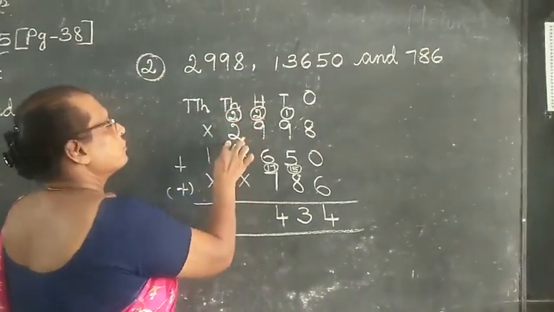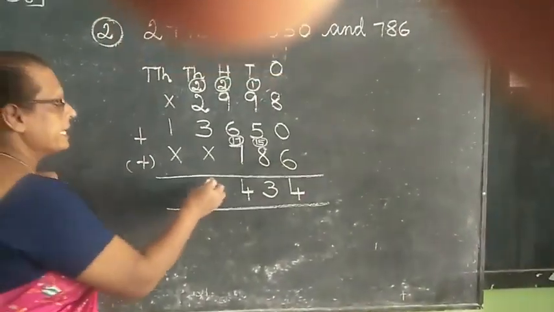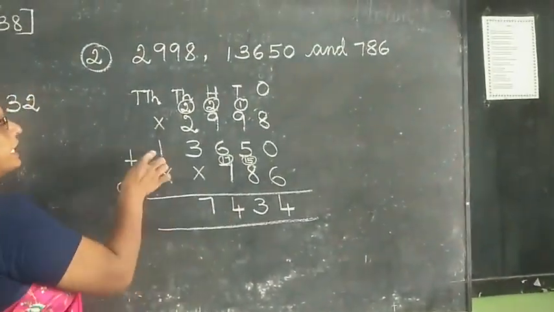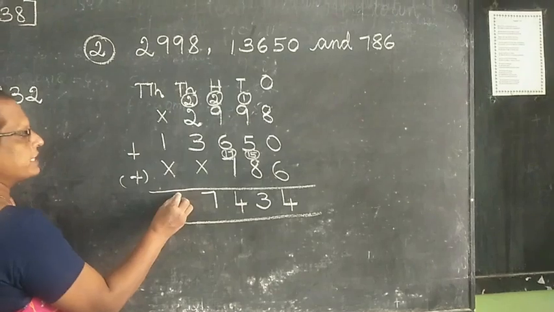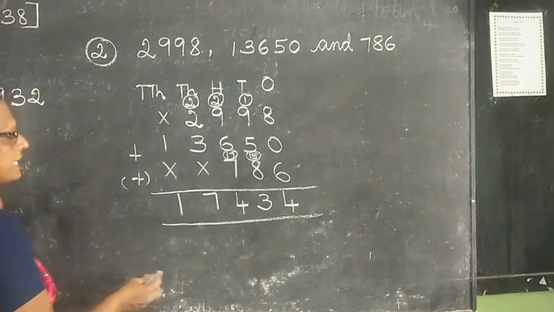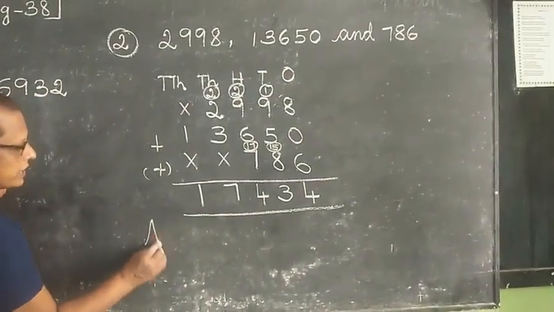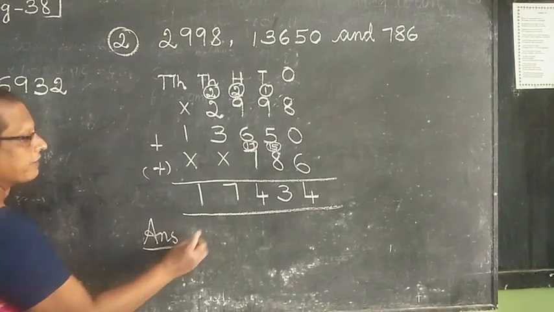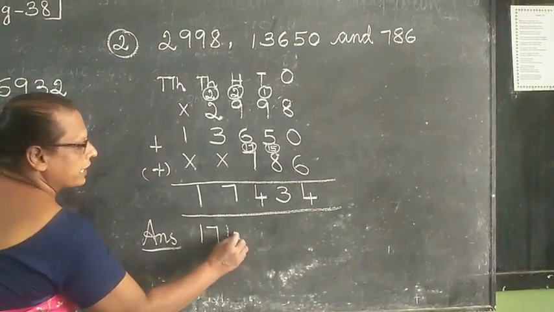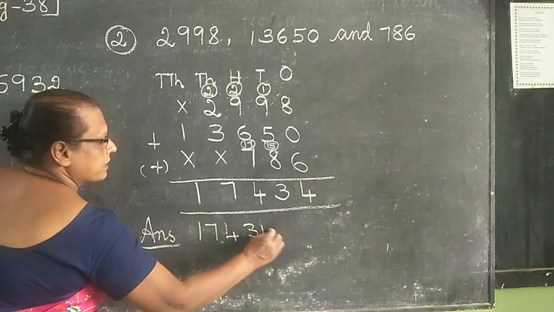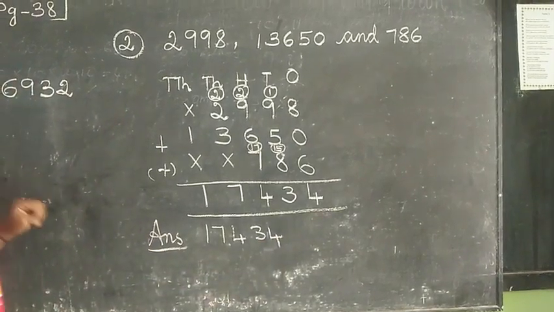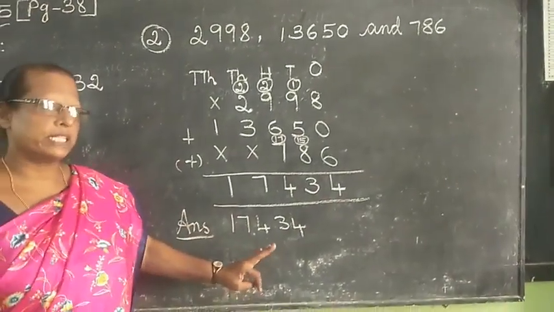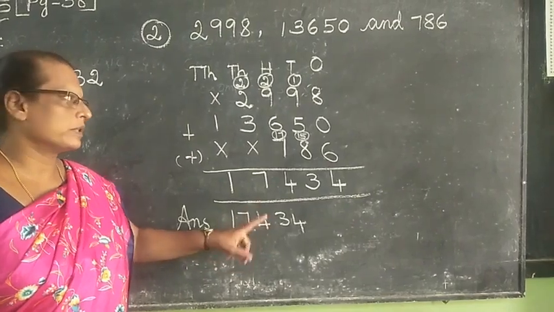So 2 plus 2, 4. 4 plus 3, 7. So 7. And here only 1 is remaining. So what you have to write, children? 1. So what's the answer, children? What's the answer? 17,434. Okay, children? We'll see some more sums.